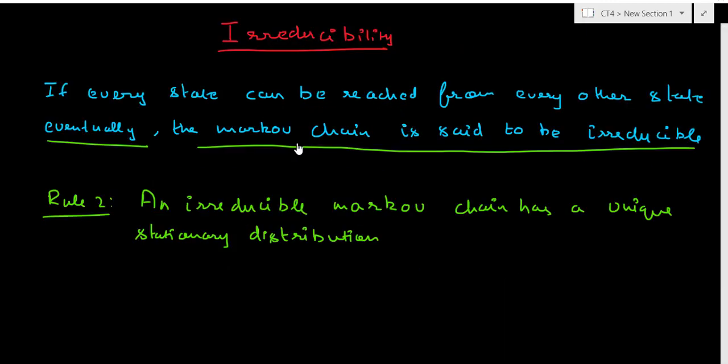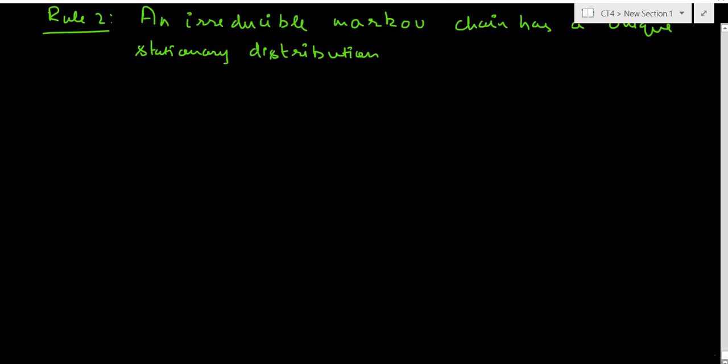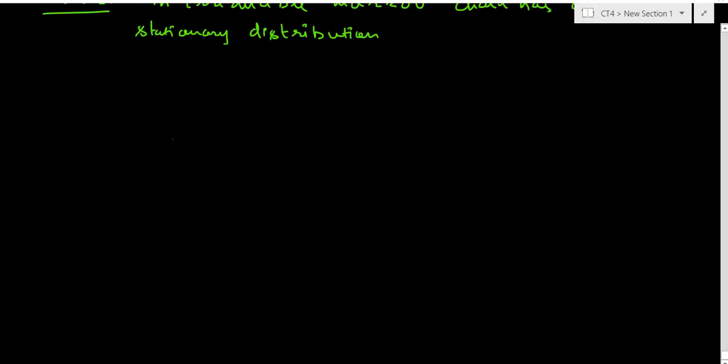Okay, so before discussing the next rule, I would like to discuss a property of a Markov chain that is called irreducibility. What irreducibility means is that if every state can be reached from every other state eventually, the Markov chain is said to be irreducible. Okay, let's see what this means. Let's take an example here.